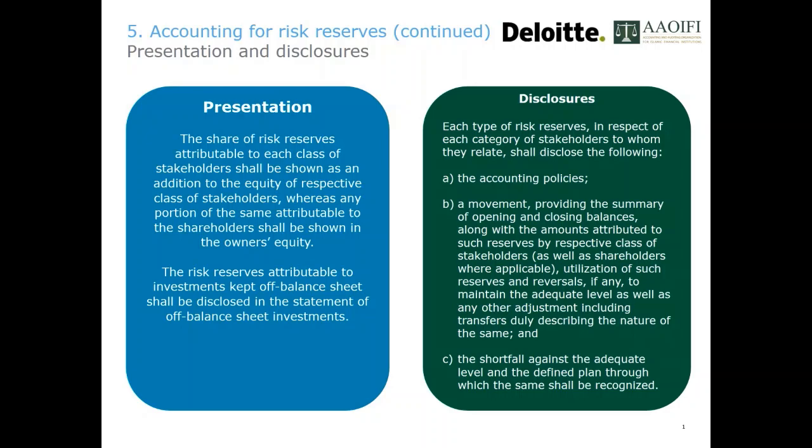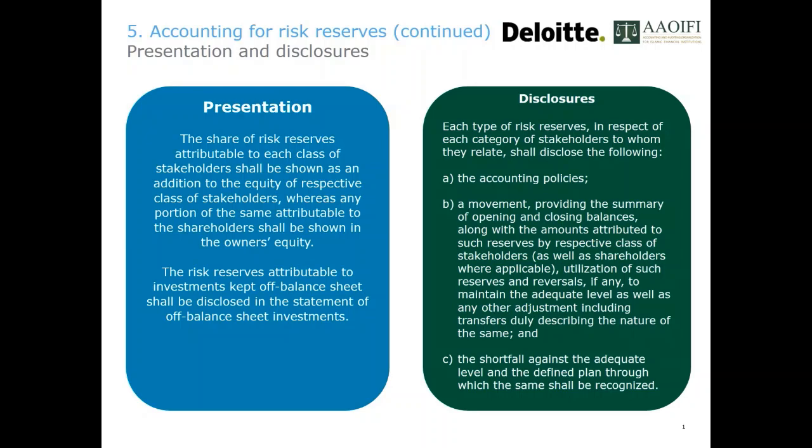Additionally, the risk reserves attributable to the investments kept off balance sheet should be disclosed in the statement of off-balance sheet investments. Now, for each type of risk reserves, what are the requirements for disclosures? Based on my understanding, for each type of risk reserves with respect to each category of stakeholders to whom they would relate, they would have to disclose the accounting policies.